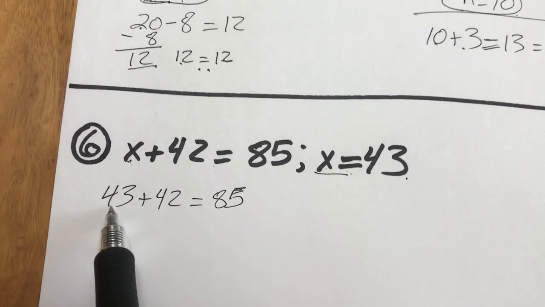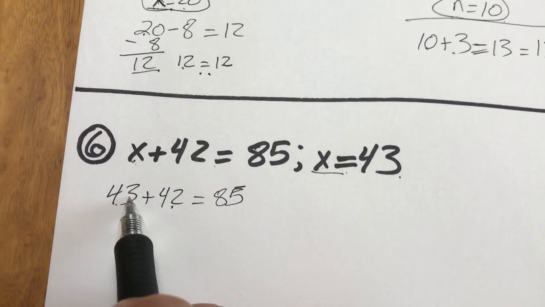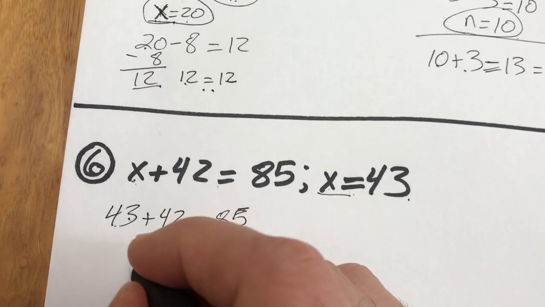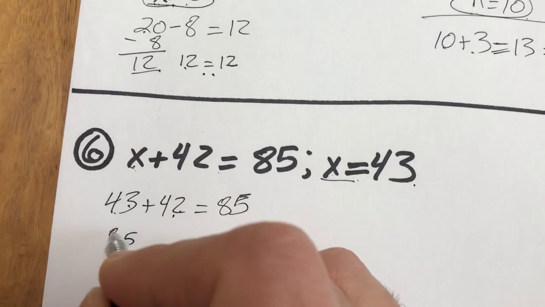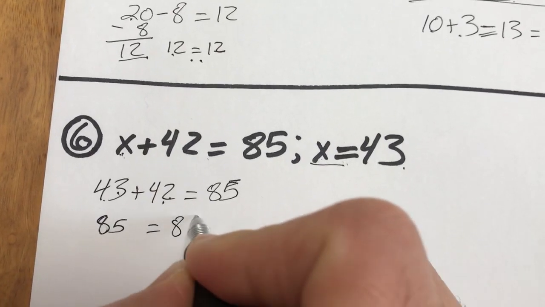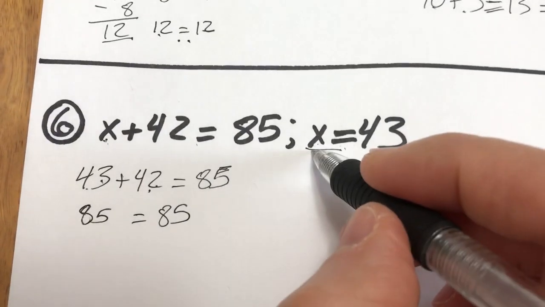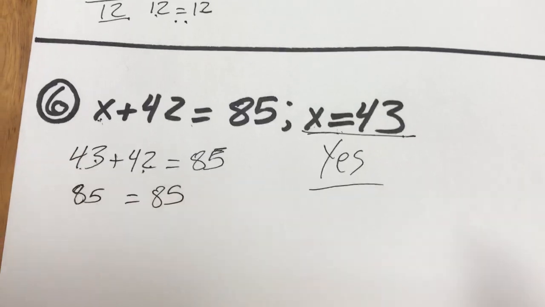So then I need to add up 43 and 42. Well, I know that 3 and 2 is 5, and 4 and 4 is 8, so that's 85. Is 85 equal to 85? It sure is. So yes, this is a solution to this problem. So that's how you're doing these problems.